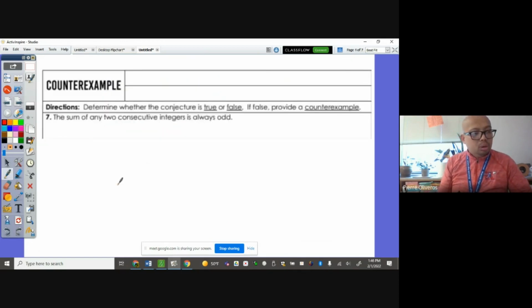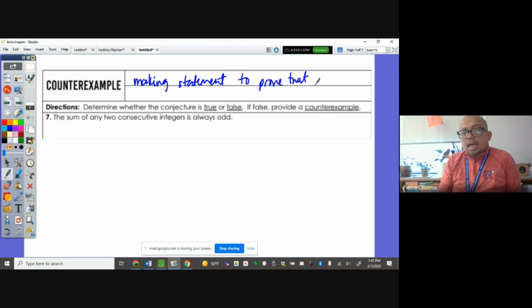Let's go now to counterexample. What is a counterexample? A counterexample is a statement to prove that a conjecture is false. Okay? That your hypothesis, your speculation, your conjecture is false.